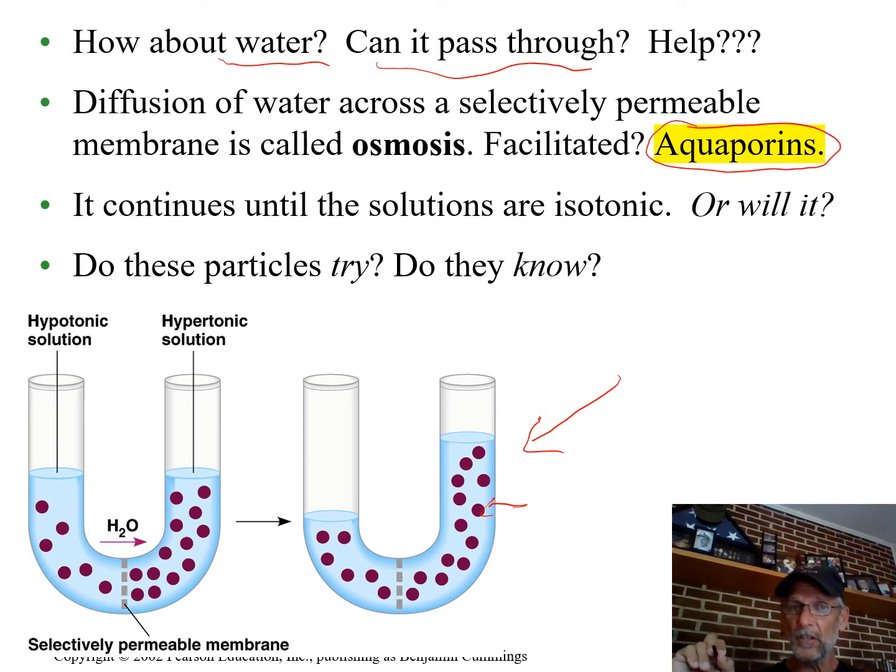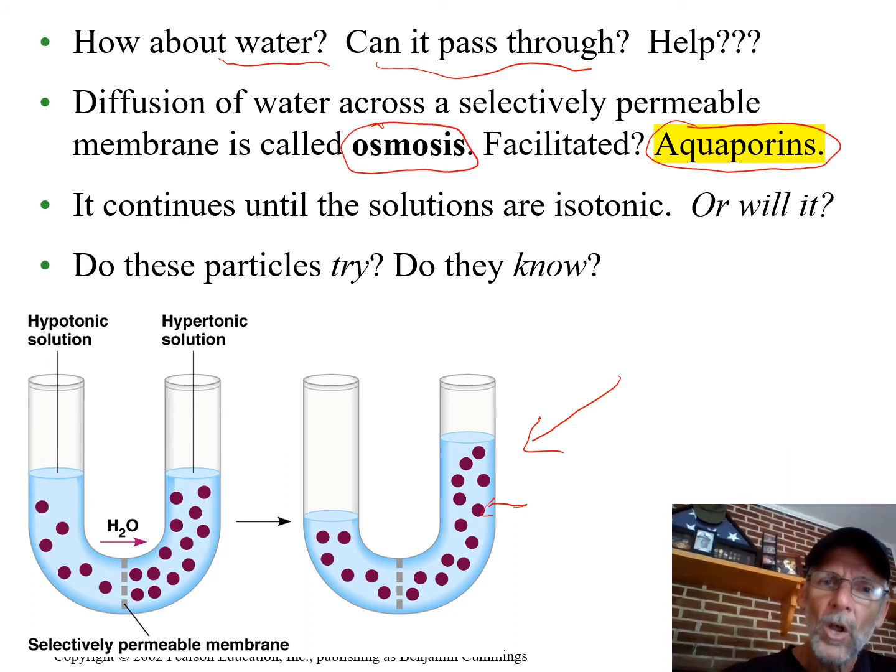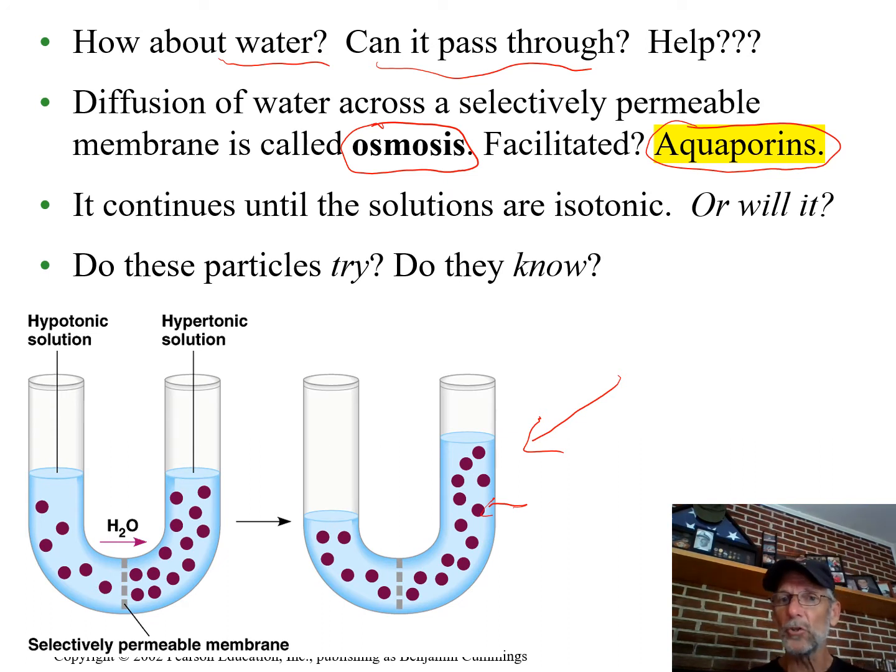Okay, so that's facilitated diffusion of water, but for no especially good reason, somebody decided to give that its own special name, osmosis. Osmosis is only the diffusion of water, so it follows all the same rules. From a higher concentration of water to a lower concentration of water, that's osmosis, okay?